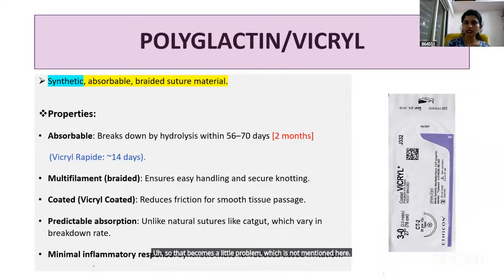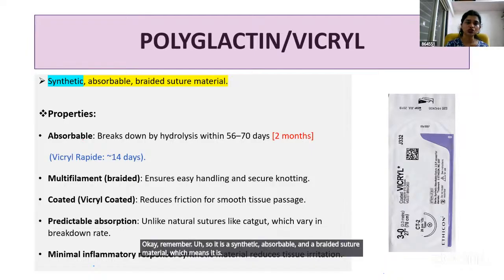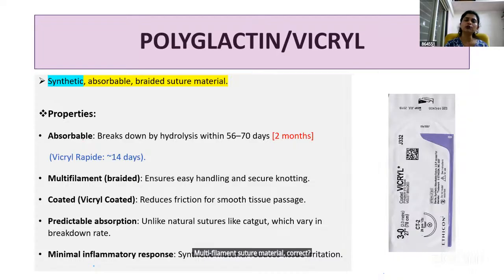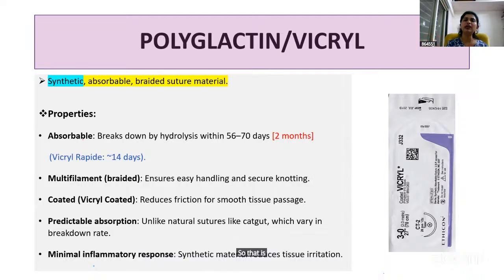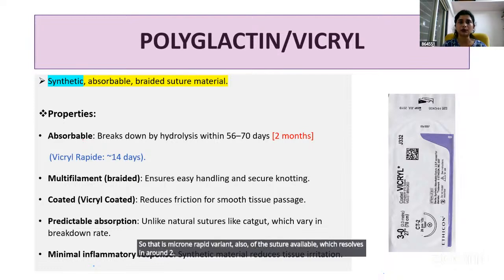Coming to the next suture, that is Vicryl suture, the scientific term of the same is polyglactin. Okay, remember. It is a synthetic, absorbable, and braided suture material, which means it is a multifilament suture material, correct? It is absorbable, so it resolves in around 56 to 70 days, that is around 2 months. There is also a Vicryl Rapid variant of the suture available, which resolves in around 2 weeks, about 14 days.